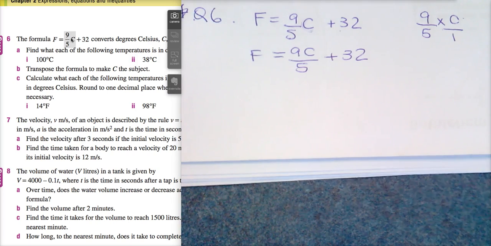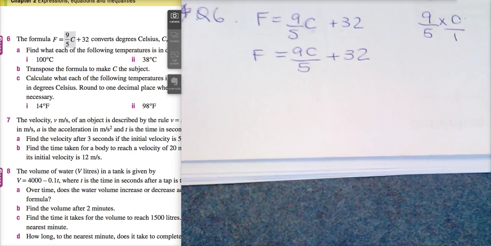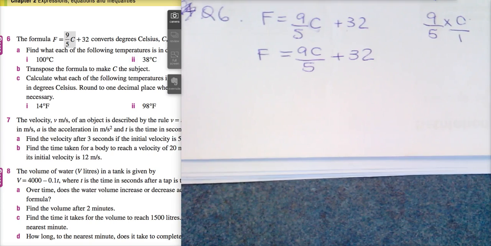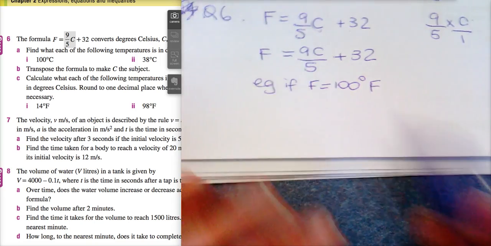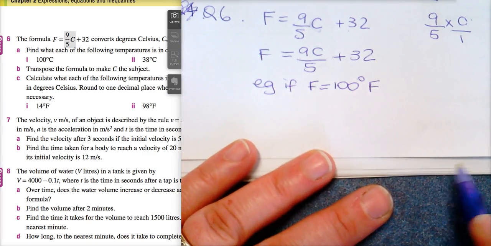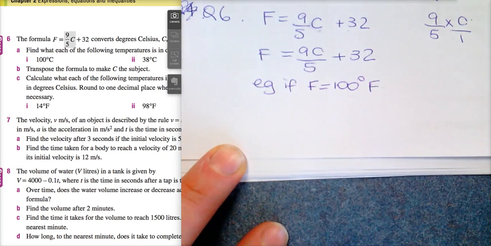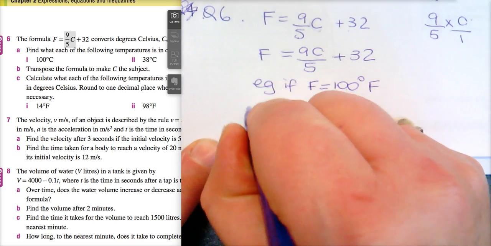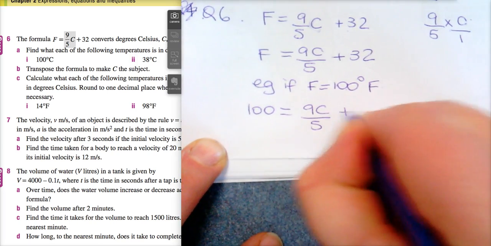So has anyone ever watched any American films where they say that little kids have got a fever of over 100 degrees? All right. Well, let's see what that is. You might watch an American film, this kid's got a temperature of over 100 degrees. Obviously not our 100 degrees. That's in Fahrenheit. Let's put that in here and see what it is in degrees Celsius. So entering F is 100, equals 9C over 5 plus 32.